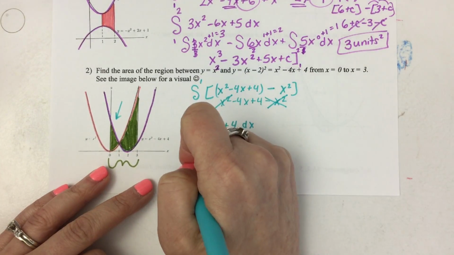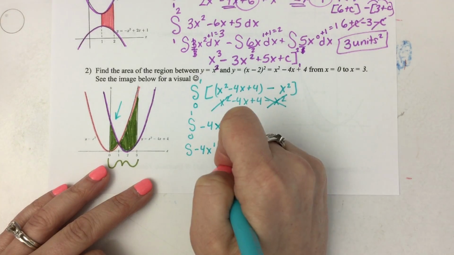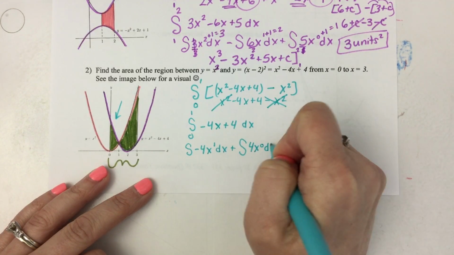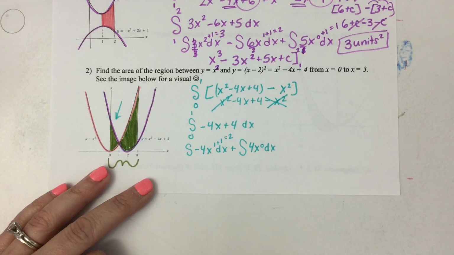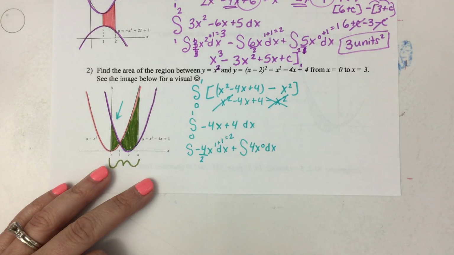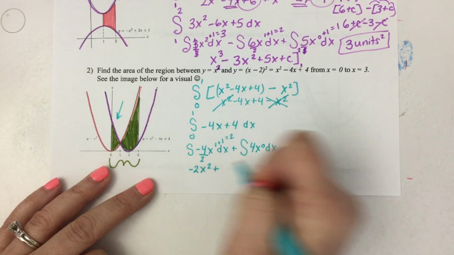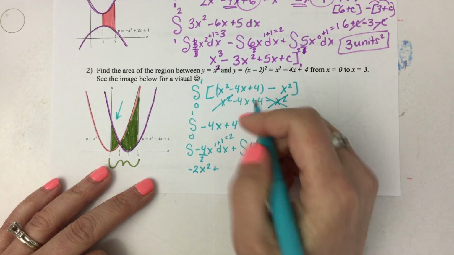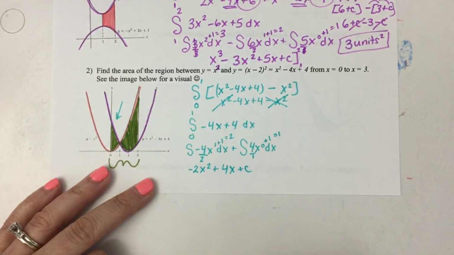So now I find the antiderivative of each piece: the antiderivative of negative 4x to the power of 1 dx, plus the antiderivative of 4x to the power of 0 dx. If I add 1, my new exponent will be a 2. If I divide by 2, negative 4 divided by 2 is a negative 2x squared. Here, if I add 1, my new exponent is going to be a 1. Well, 4 divided by 1 is 4x plus c.